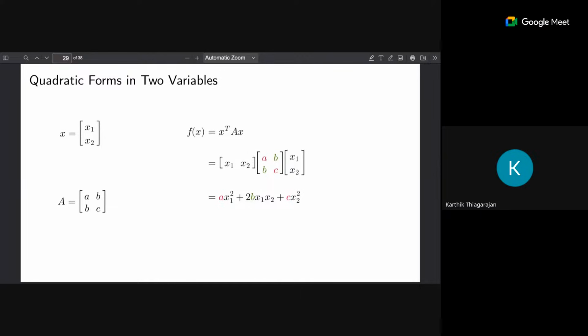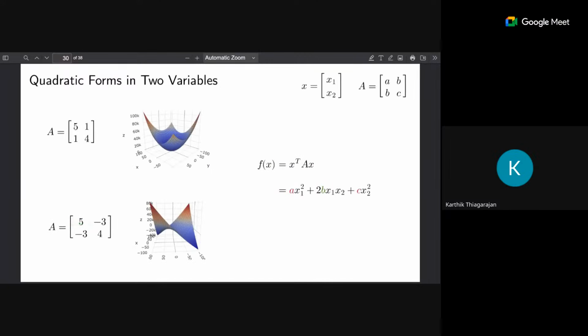There's a very simple way to read off a quadratic form. The diagonal entries make up the coefficients of the pure square terms, right? So x1 square will have a, x2 square will have c. And the off-diagonal entries, if you sum them, will be the coefficients for the cross terms. x1 x2 is a cross term, so 2b x1 x2. Is this clear? That is how you connect a quadratic form and a symmetric matrix. This is just a visualization.